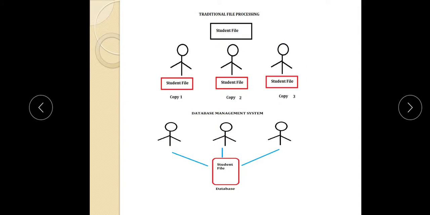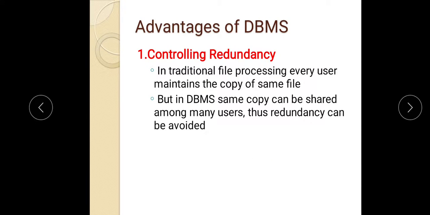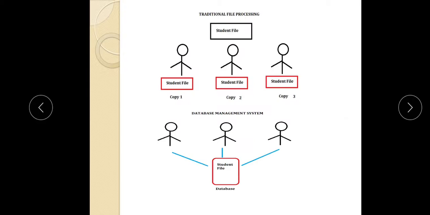In examination you don't have to draw this figure. This figure is just for explanation purposes. You have to just mention the points. I will repeat the point once more. In the traditional file processing system, every user maintains a copy of the same file. Understood? But in DBMS, the same copy can be shared among many users. Thus, redundancy can be avoided. So this is the major advantage of DBMS. The first advantage is this one. Let us see the second one.